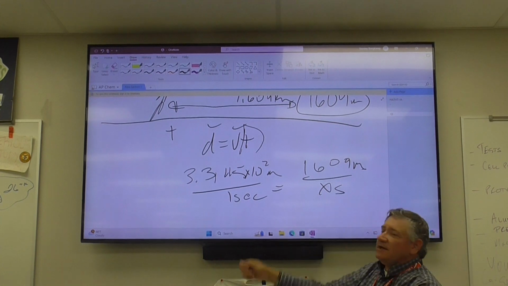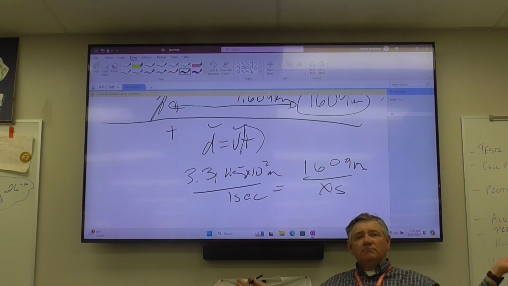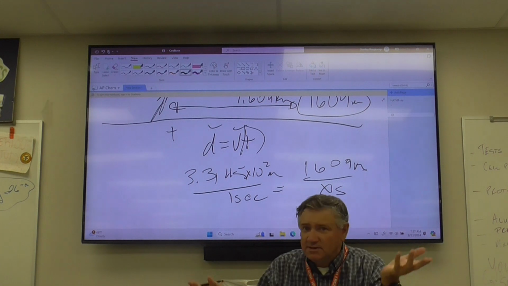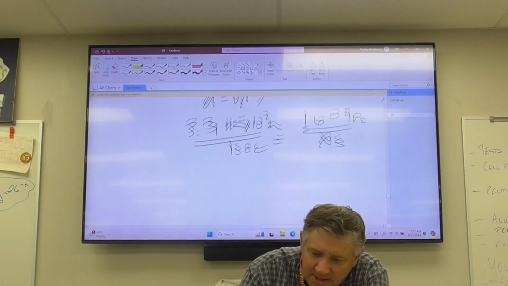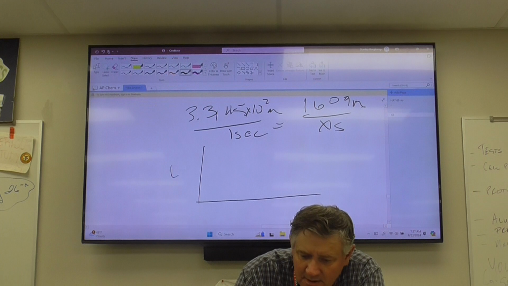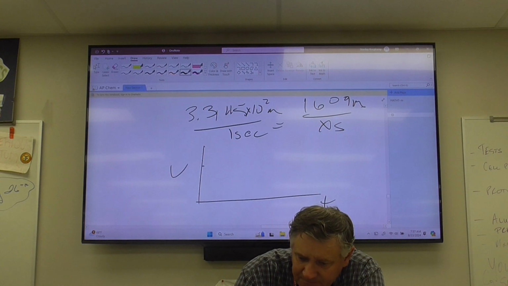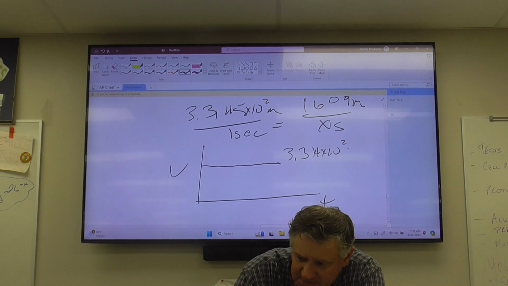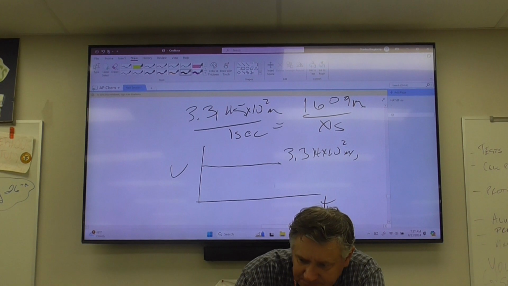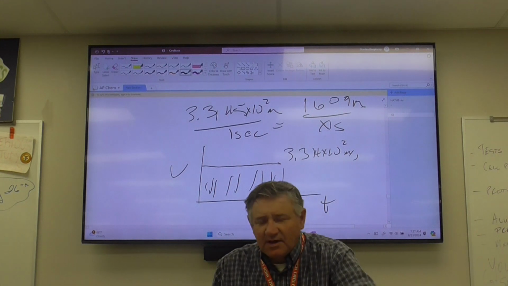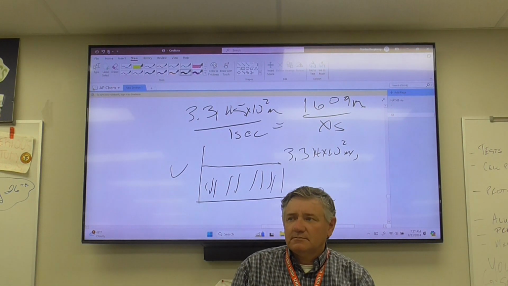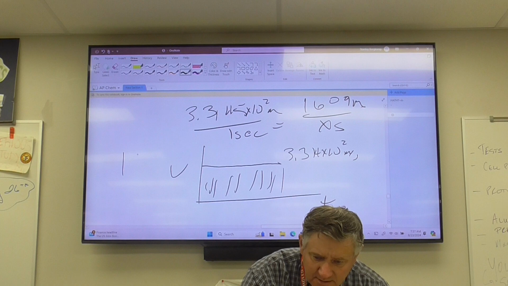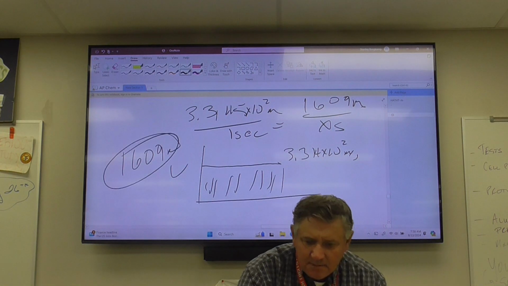Cross multiply and divide. You can do it that way. If you like ratios, cool. Set it up as a ratio. You go, Mr. Burkamp, I like geometry. Fine. Think of it as a velocity time graph. You have a horizontal line on your velocity time graph of 3.145 times 10 to the second meters per second. Now, how does that 1609 fit onto that velocity time graph? That's an area. That's 1609 meters.